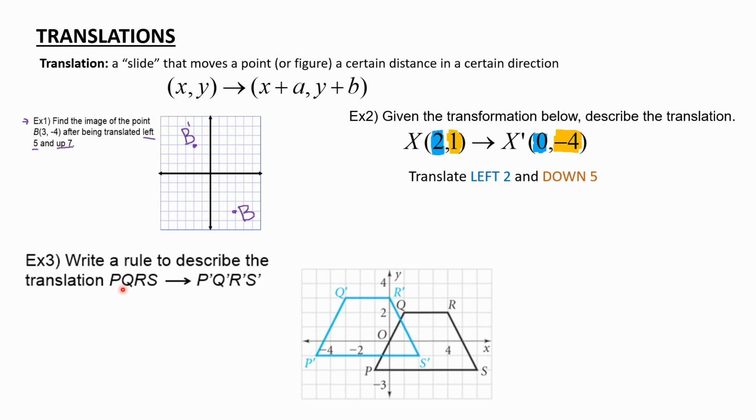All right, our third and final example, it asks us to write a rule to describe the translation from PQRS, which is the figure in black here, to P prime, Q prime, R prime, S prime. So this is our pre-image, and this is our image. We're going to go to the blue figure. So one of the ways that I can describe this is I can say in words that the black figure moves up by 1 unit and left 4 units. And then with algebra, I would describe that as the left part is x minus 4 and the y part is y plus 1.